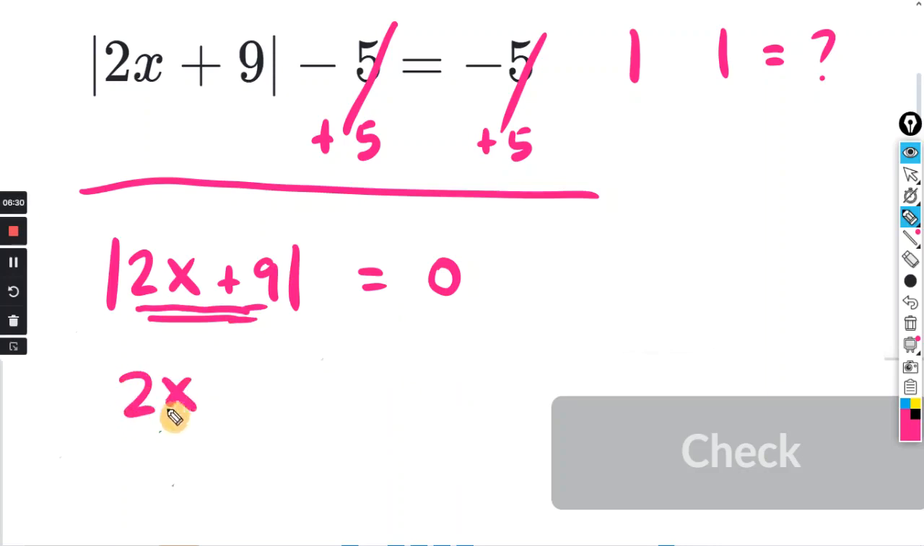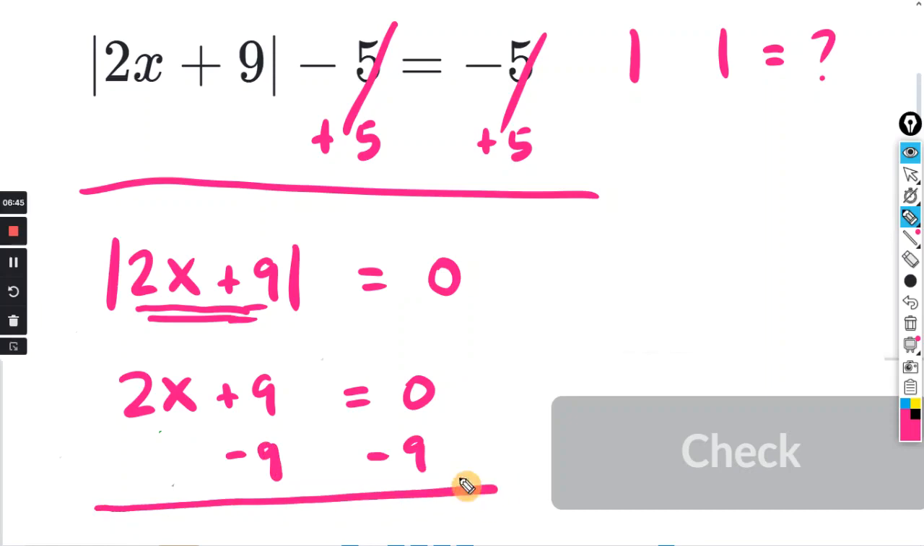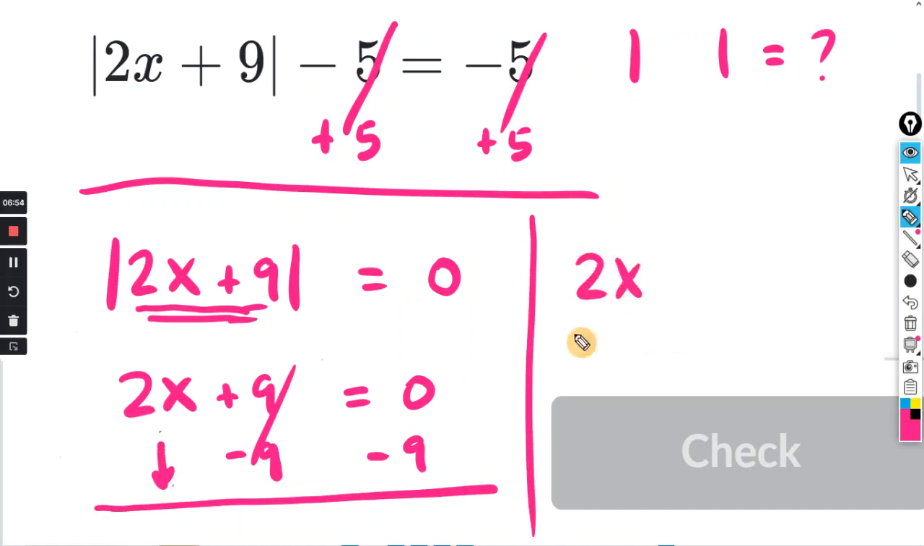So we can remove the absolute value, but we don't have to do plus or minus because we have it equal to 0. All right, 2x plus 9, the opposite is minus 9. You do that to both sides. 9 minus 9 cancels. Bring down the 2x, and that equals 0 minus 9, which is negative 9.